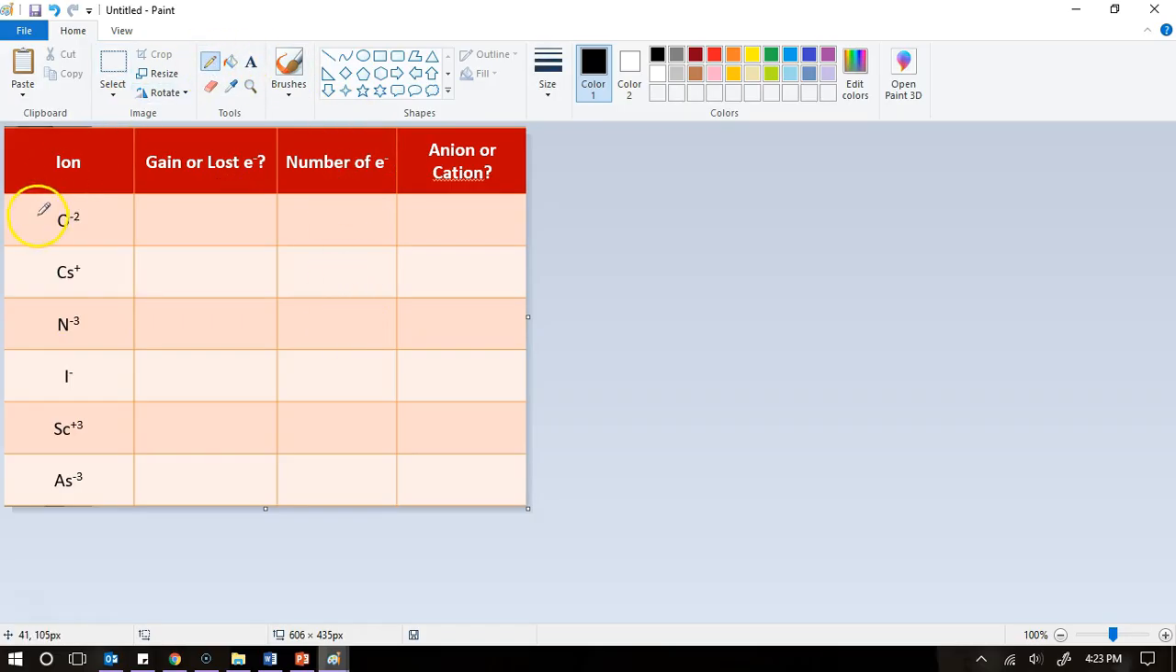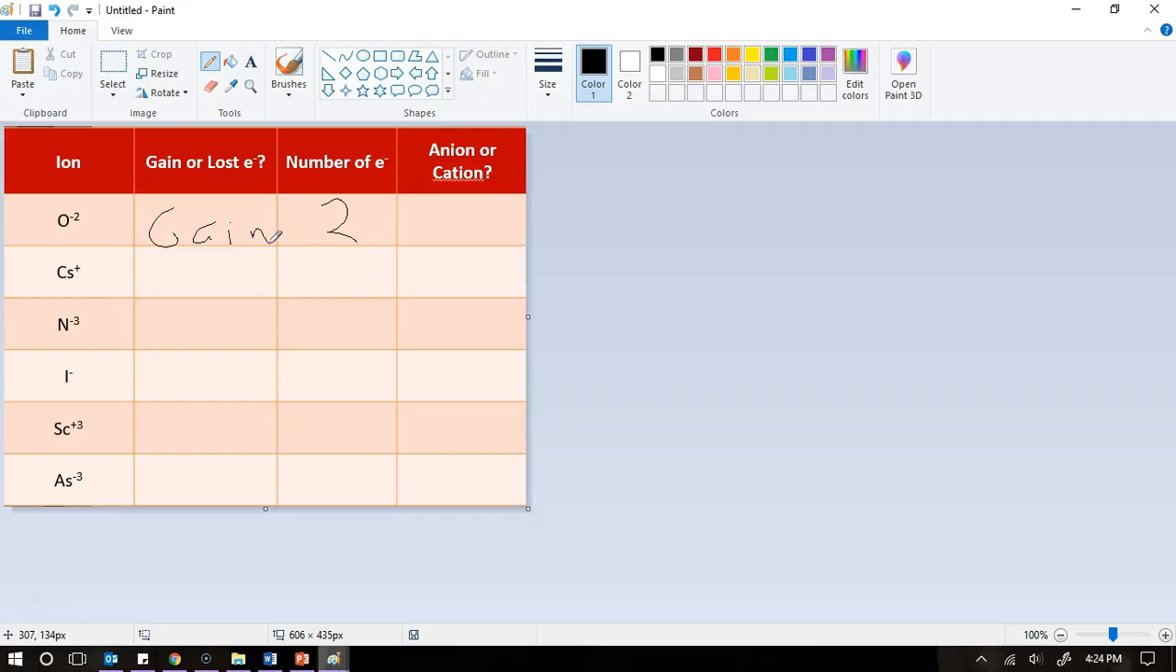So if I'm talking about oxygen minus 2, well, first off, that 2 is going to tell me how many electrons I'm dealing with. So I've got 2 electrons that are going on here. Then the question becomes, am I gaining those electrons or am I losing them? So what this is telling me is that oxygen has an extra 2 negative charges. Now remember that your electrons are negatively charged. So if I'm gaining 2 extra negative charges, I'm gaining 2 electrons. Okay, so in this case, this guy's going to gain.